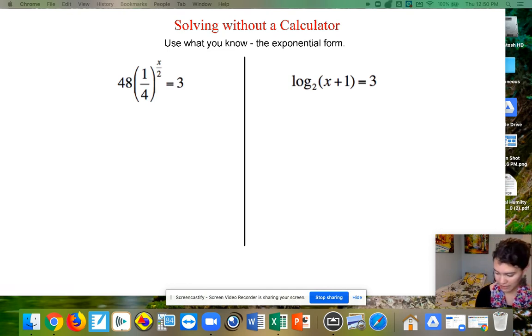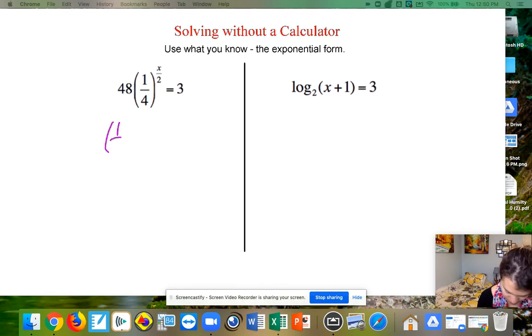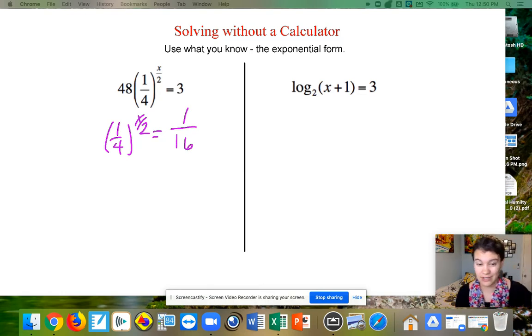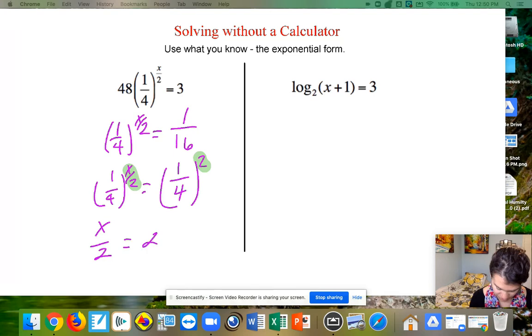So I'm going to start this first one by dividing by 48. So we'll end up with our (1/4) to the x over 2 equals 1 over 16. So again, I want to rewrite this 1 over 16 as something to the 4th. So (1/4) to the x over 2 equals... 16 is 4 squared. So this is 1 over 4 squared, because 1 squared is 1, 4 squared is 16. This works out. So now these exponents need to be the same. So we have x over 2 equals 2, and x equals 4.